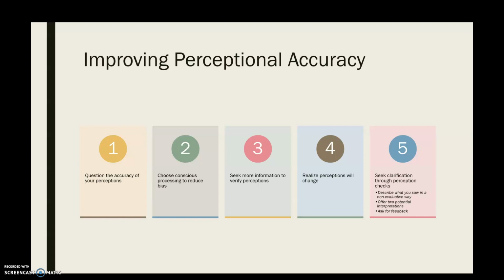And then you can also seek clarification through perception checks. So describe what you see in a non-evaluative way, offer two potential interpretations, and ask for feedback. So, I noticed that you blank. I wasn't sure if it was because of A or because of B. Can you tell me which it was? And then that way it doesn't seem judgmental. It seems like you're paying attention. You just needed a little bit more clarification or information.